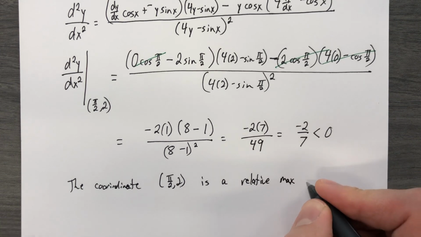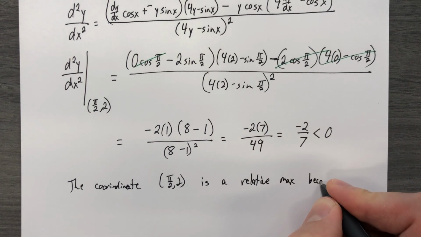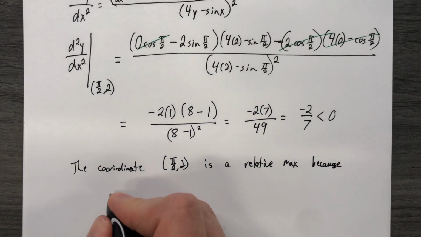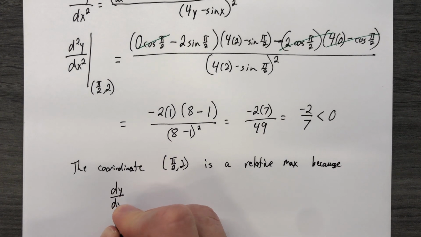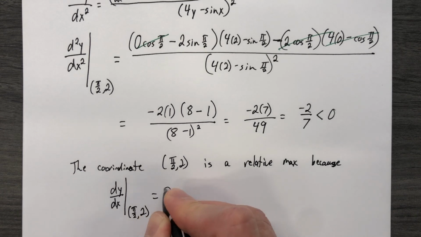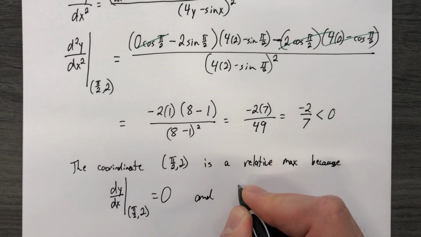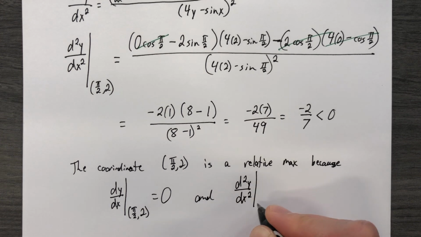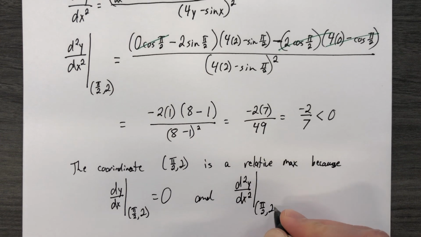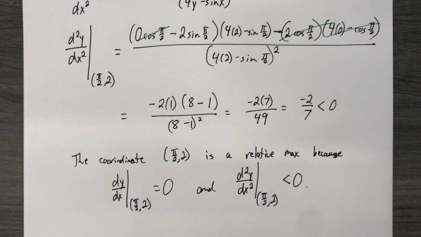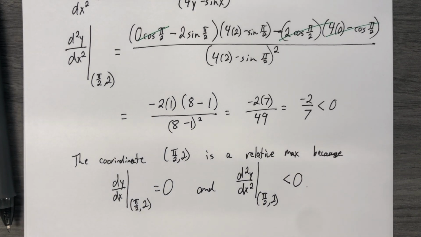Relative max because, I can spell that right. Okay, let's list our reasons. The first derivative, when evaluated at that point, is 0, and the second derivative, when evaluated at that point, is negative. Done. Done. Okay. Got that done in 15 minutes or less.